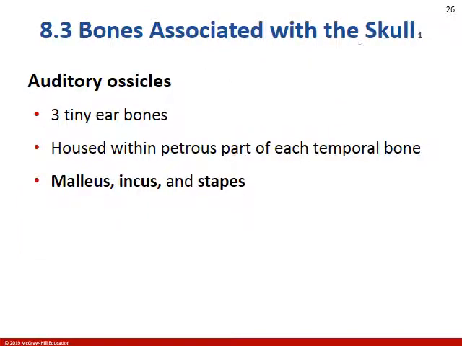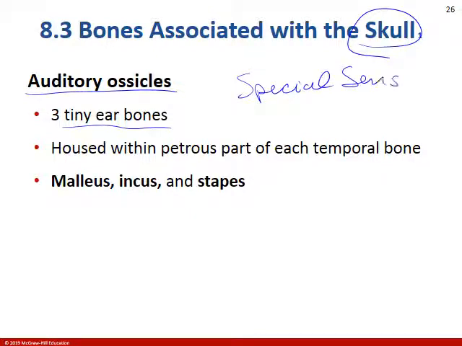The last list of bones associated with the skull are the auditory ossicles. These are teeny tiny ear bones. We're going to come back and talk about these when we do special senses. But I do want you to realize they are bones. So we have the malleus, the incus, and the stapes.